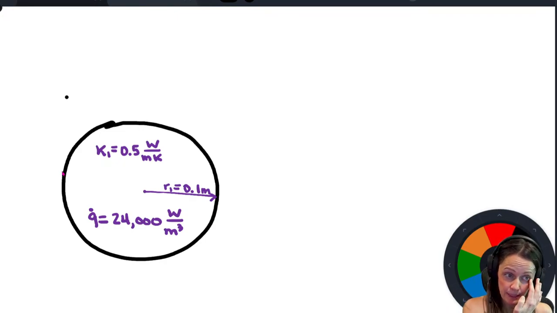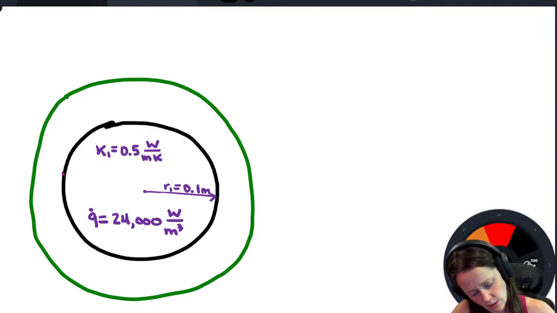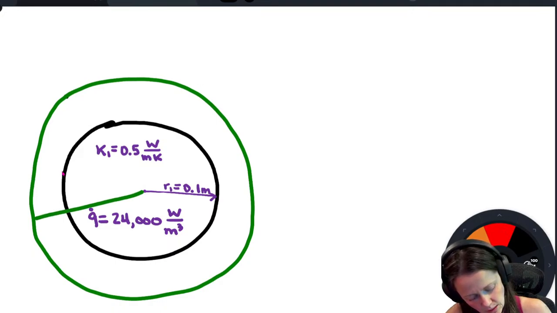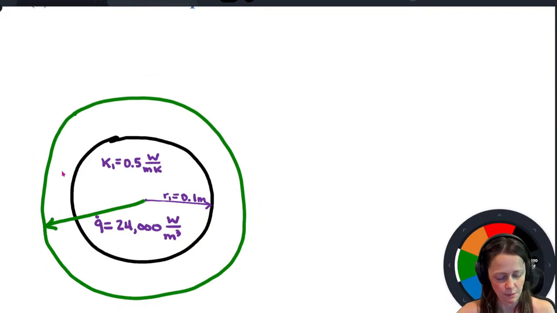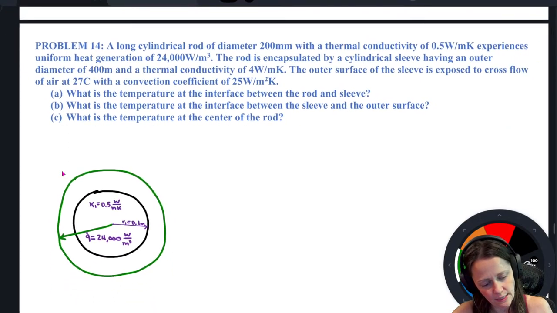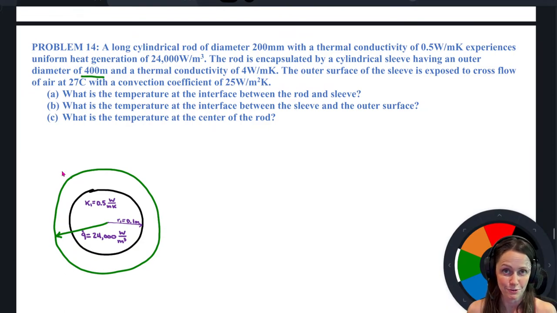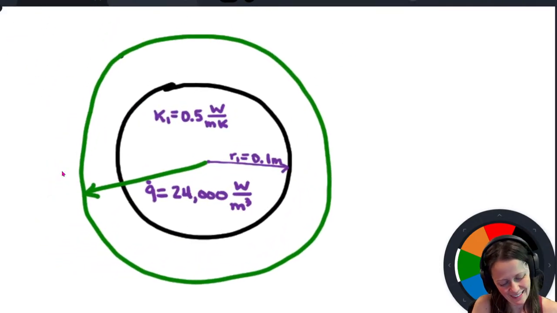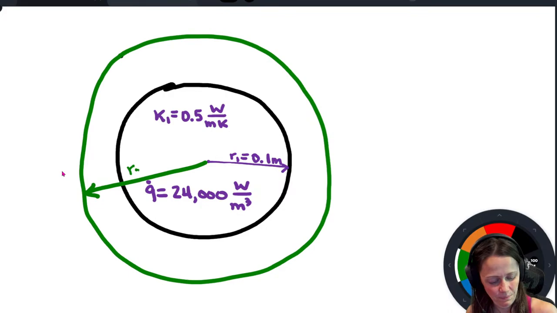The rod is encapsulated by a cylindrical sleeve. Okay, so I'll take advantage of that. And then this radius right here, R2. So it says, and I know the problem statement, that the outer sleeve has a diameter of 400 meters. I suspect that's 400 millimeters. It's not 400 meters. 400 millimeters, which means that our radius is going to be 0.2 meters. So please, please, please just make sure you make a note of that. Otherwise, that makes no sense.